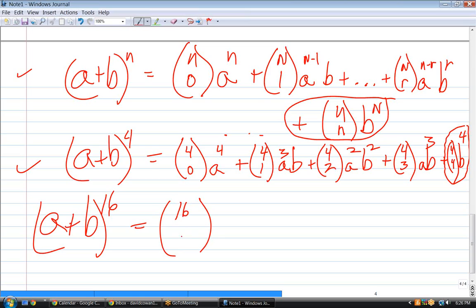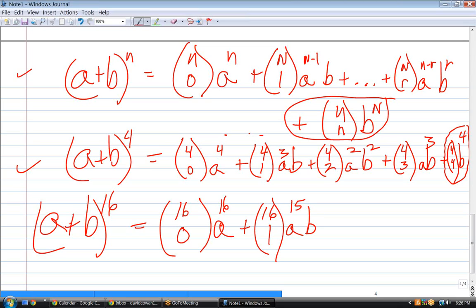16 choose 0. Okay. A what? A to the 16th. Right. What's the next coefficient going to be? Don't worry, I won't go through all of them. I just want to make sure you know the first couple. 16 choose 1. And then A to the what? The 15 and B, just B to the first.